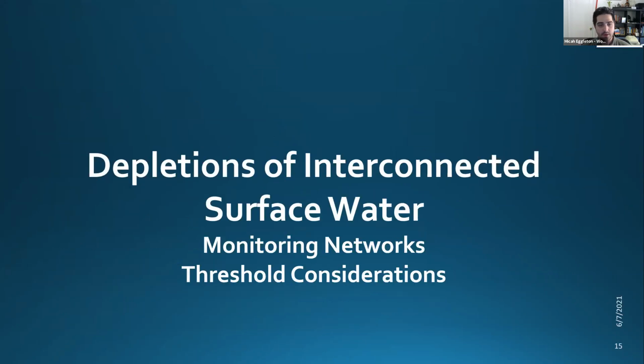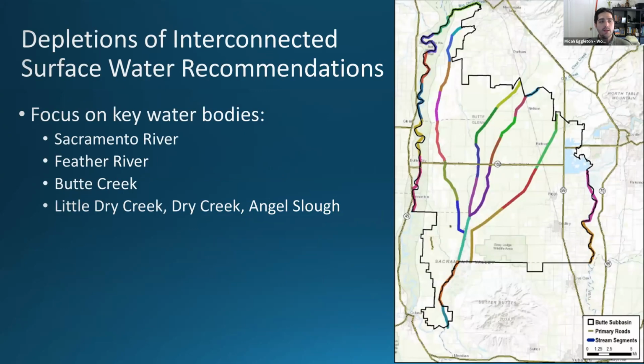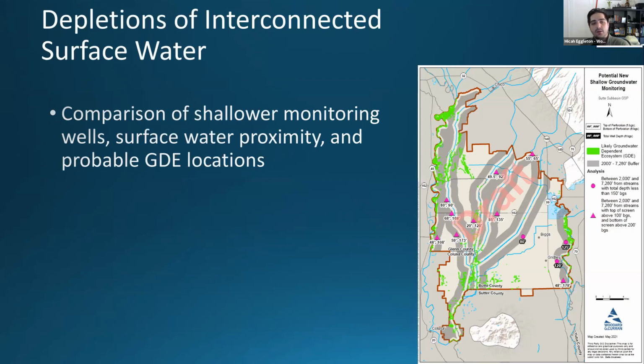So let's keep going. Our next sustainability indicator is depletions of interconnected surface waters. We try to focus on the key water bodies throughout the subbasin, and for this basin, it's Sacramento River, Feather River, Butte Creek, Little Dry Creek, and Angel Slough. So these are the ones that we look at when looking at interconnected surface waters. We try to do a comparison of the shallower monitoring network wells, surface water proximity, and probable GDE locations when we look at these representative monitoring sites.